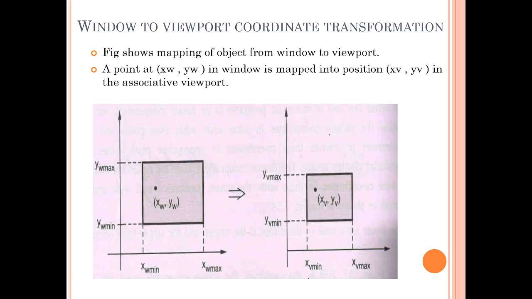This is showing the mapping of the object from window to viewport. A point at xw, yw in the window is mapped into position xv, yv in the associated viewport. See here, xw, yw, and this is the viewport position xv, yv. So a point at xw, yw in the window is mapped into the position xv, yv in the associated viewport.